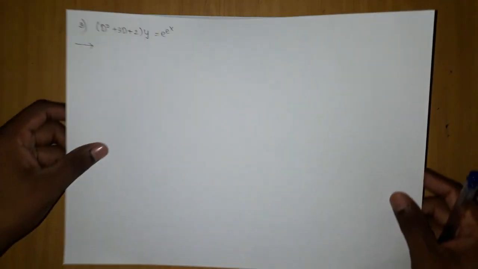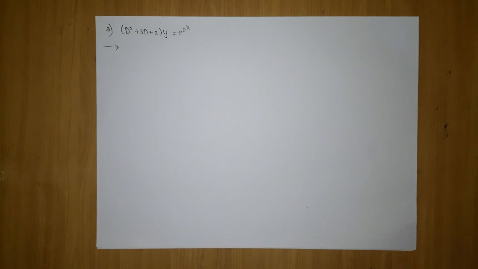Now the third question which we are going to take is this one. The question is as follows: (D square plus 3D plus 2) y equals e to the power x. Now we are going to solve this by the method of variation of parameters.